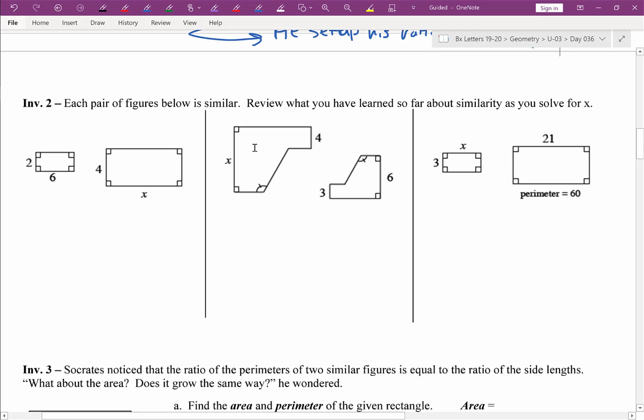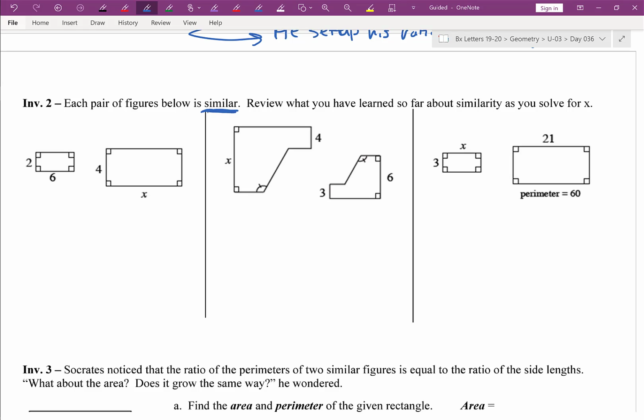Investigation 2. All right, this is kind of like an application. So you got 3 cases here. They are similar. We are promising you there exists some scale factor that creates proportionality, that creates all of these corresponding sides. So take what you know and apply it, and just be careful that you're comparing corresponding sides to corresponding sides.